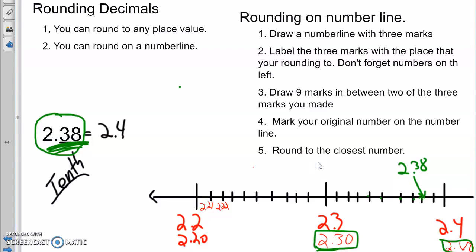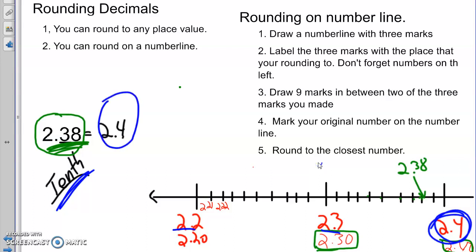And your final step is going to be round to the closest number. You can see that 2 and 38 hundredths is clearly closest to this 10th. We've been rounding to the 10th the entire time. Here's a 10th, 2, and 4/10 is the correct answer.